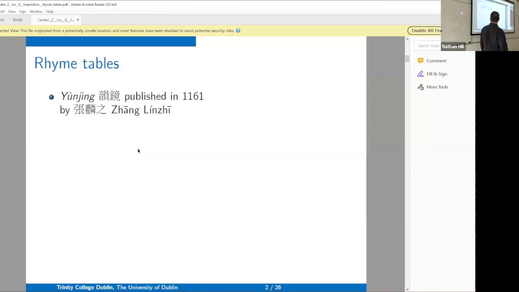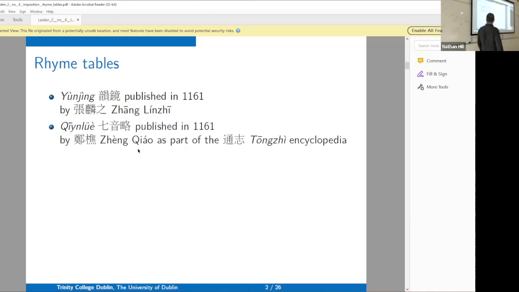Okay, so the rhyme tables, we have two rhyme tables, and they're basically identical. The Yunjing, published in 1161 by Mr. Zhang Linger, and the Qi Yin Lue, also published in 1161, so it was a good year for Chinese rhyme tables. And it was published by Mr. Zheng Zhao, but he published this whole Tongzhi encyclopedia, whereas the Qi Yin Lue is just kind of thrown into this much larger work.